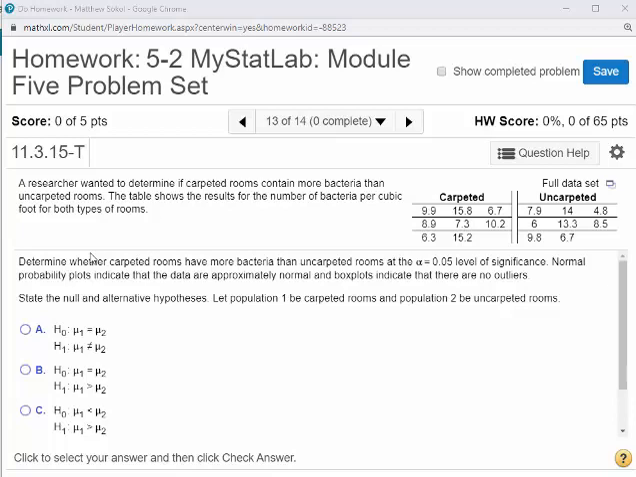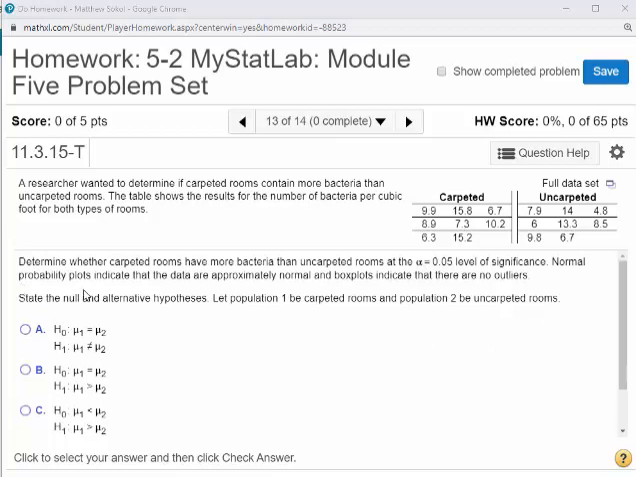A researcher wanted to determine if carpeted rooms contain more bacteria than uncarpeted rooms. So the table over here shows the results for the number of bacteria per cubic foot by both room types. So we have carpeted versus uncarpeted. It's just the number of bacteria per cubic foot. Determine whether carpeted rooms have more bacteria. So we want to know if carpeted has more. So that tells me it's going to be a right-tailed test. Then uncarpeted rooms at the alpha is equal to 0.05 level of significance.